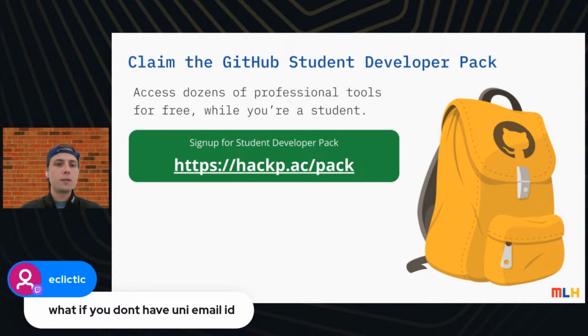And another question, what if you don't have uni email? Well, that's another good one. And if you don't have uni email, you can use the Copilot trial. So the free trial works as long as you have a credit card. You can get a month free, and you can follow along with the workshop.